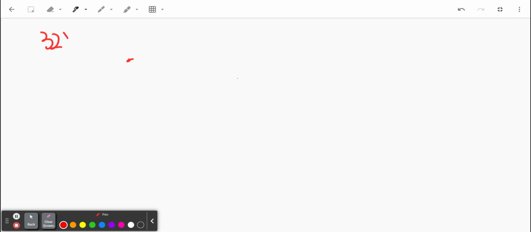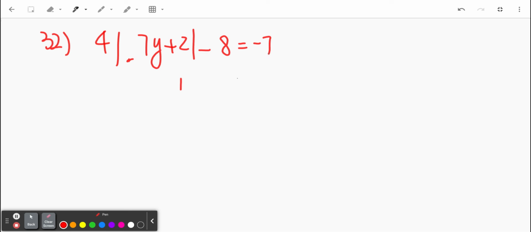Number 32. So it's 7y in the absolute sign minus 8 equal -7. So the key here, first step, is to isolate. I hope you're writing this down. Don't be surprised if I give you that exact question on your quiz next class. Yeah, every class. Isolate the absolute sign.